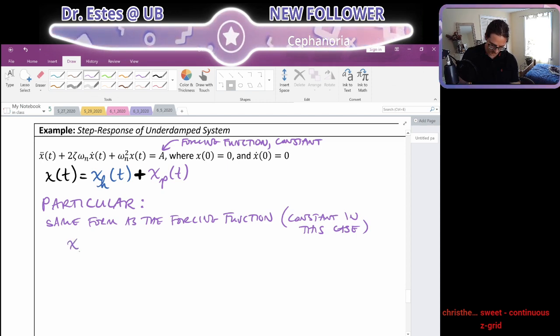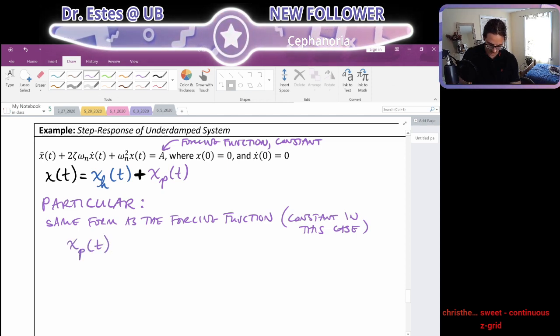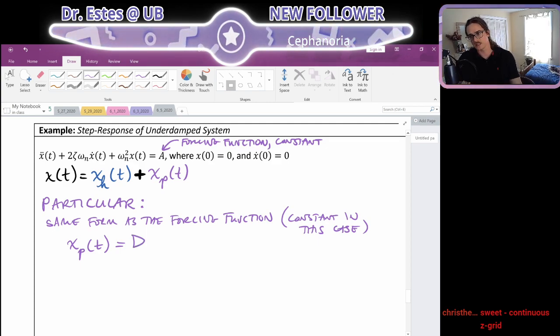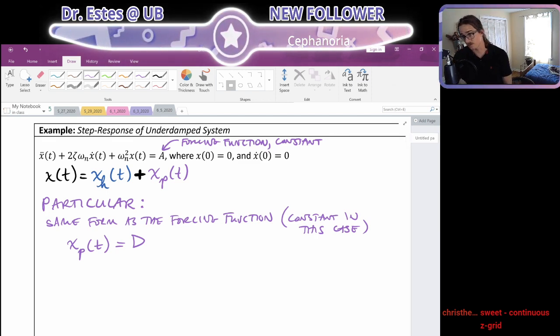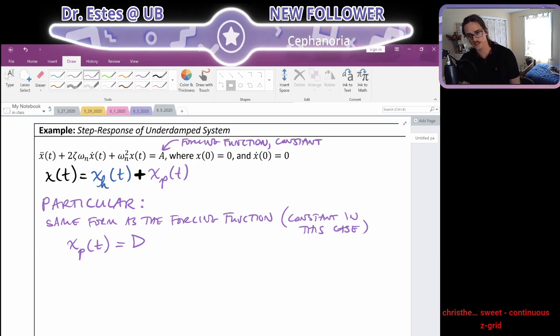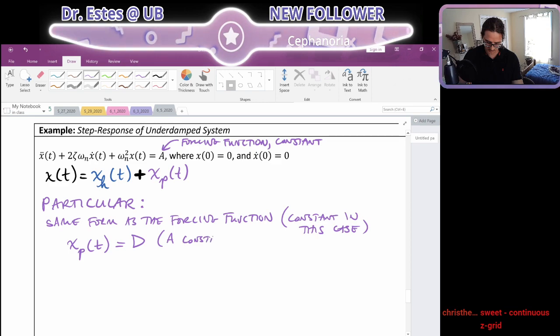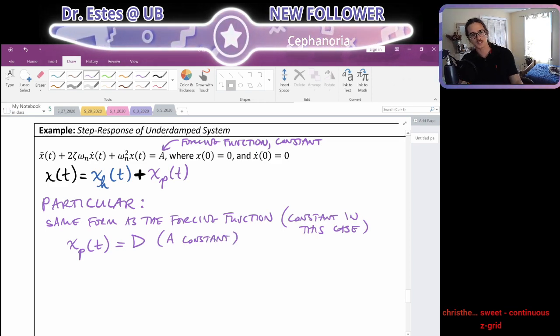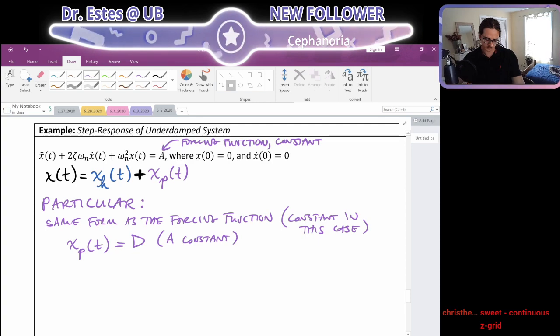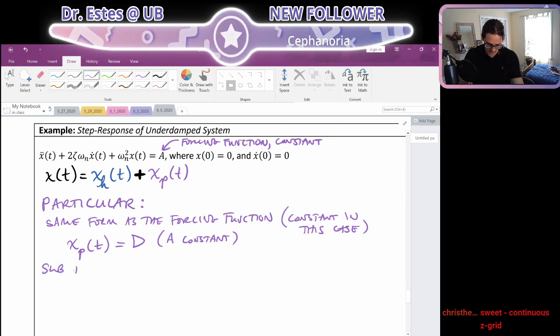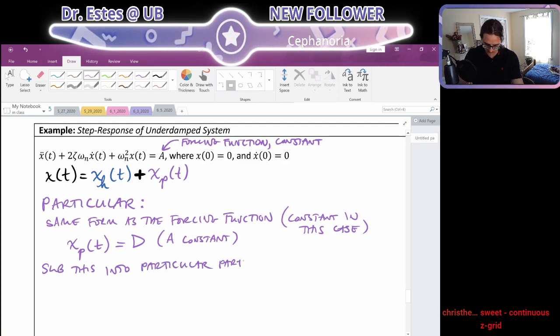So I'm going to say x particular is equal to some constant D. It's not necessarily going to be the same constant as the forcing function itself. So that's why I put a different constant. So maybe I'll put that in parentheses. So D is a constant. And then we're going to sub this into the particular part of the differential equation.